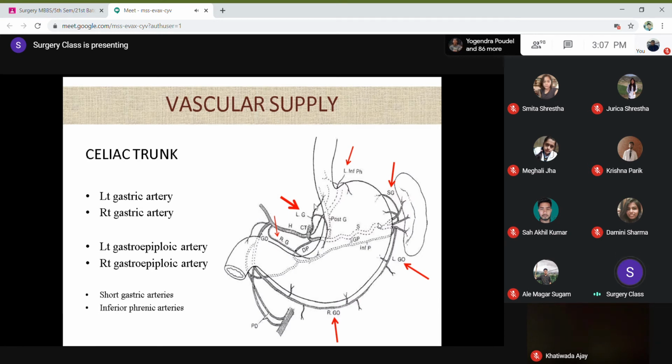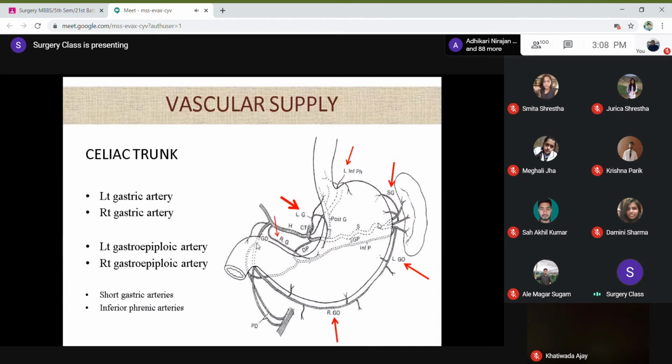Okay, and then you can see the left inferior phrenic artery here. From the celiac trunk, the common hepatic artery goes on, and the first branch will be the right gastric artery, then the gastroduodenal artery. So you can see the right gastric artery here, which is a branch of the common hepatic artery, and there is an artery known as the gastroduodenal artery, which goes behind the pylorus and the first part of the duodenum.